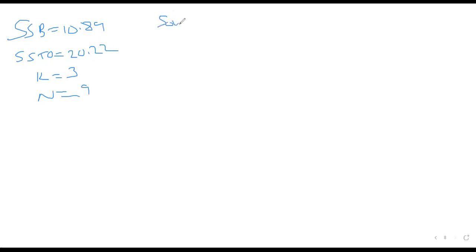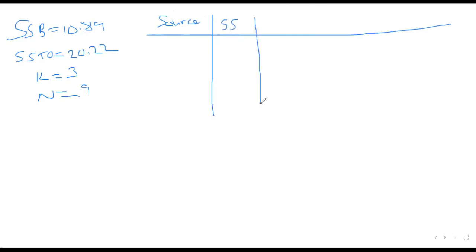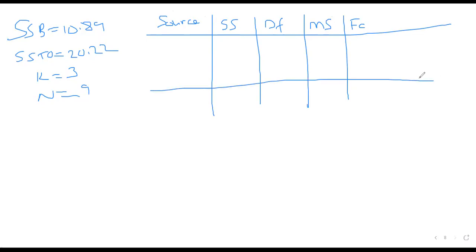So we have source. What follows after source? Sum of squares. Then degree of freedom, then mean of squares, then F calculated. So what are the three sources? We have between, then within, then the total. So what is our sum of square between?